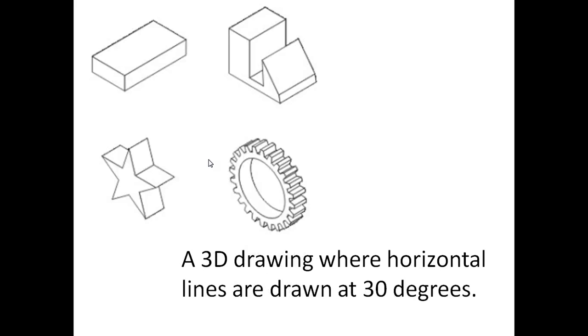This one hopefully you should be quite familiar with. It's a three-dimensional drawing where the horizontal lines are all drawn at 30 degrees. You can either construct these drawings with a grid underneath your paper, or if you're using CAD you can get a grid up on the screen as well, or you can use a 30-60 set square and use your 30-degree angle on that. The answer: isometric.